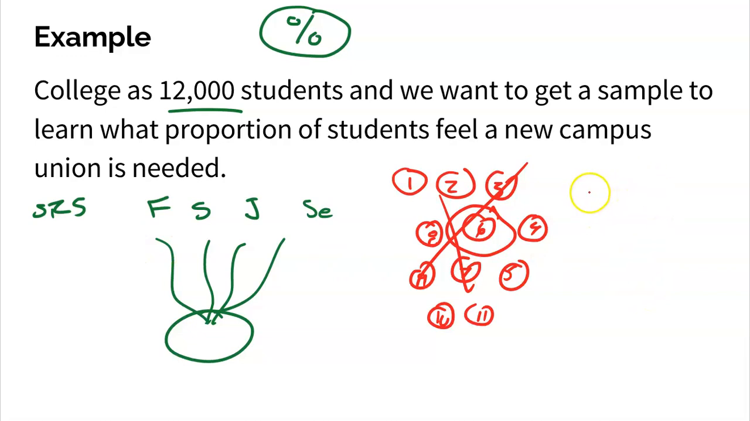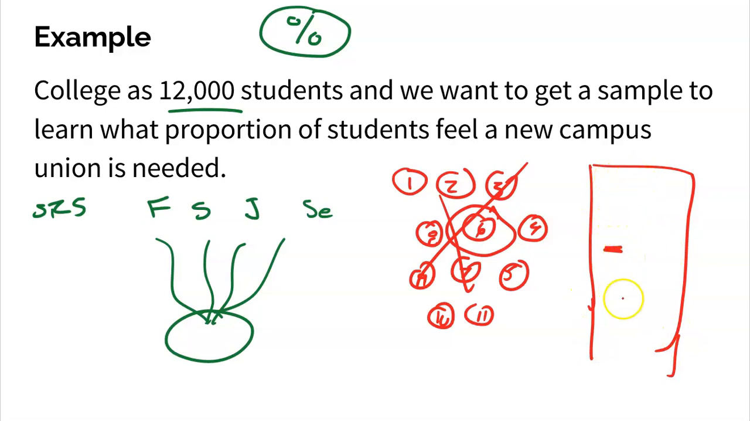Go back to stratify, it might be better. Lastly, is that systematic? Maybe we get a huge list from the dean's office of all the students, and we randomly start here, and we take every 15th kid on the list. That's going to be systematic.